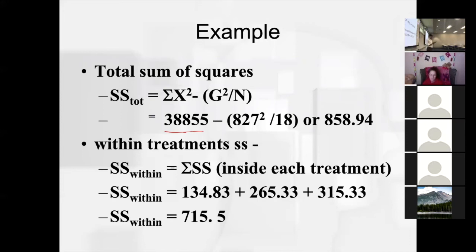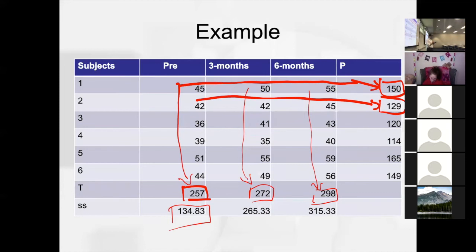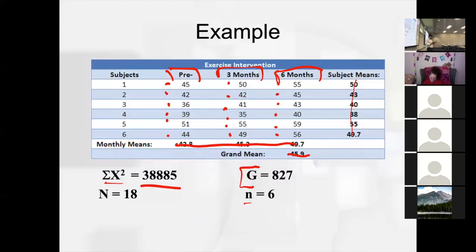Yes. So the sum of x squared is I'm taking every one of these data points, right? It's the same data points here. I'm squaring 45. I'm adding that to the square of 42. I'm adding that to the square of 36. I'm adding that to the square of 39, 51, etc. And I'm doing that for all of them, right? I'm adding all of them squared together. That make sense? Yeah. Thank you.